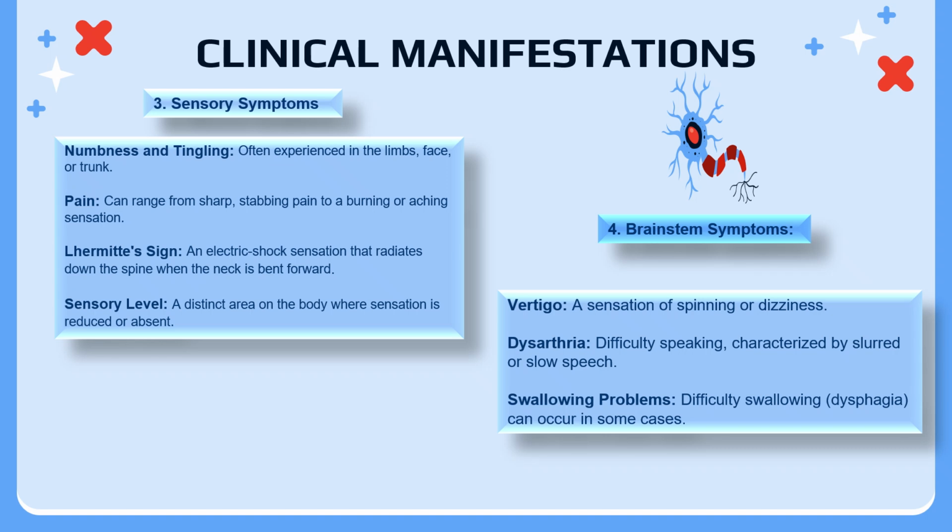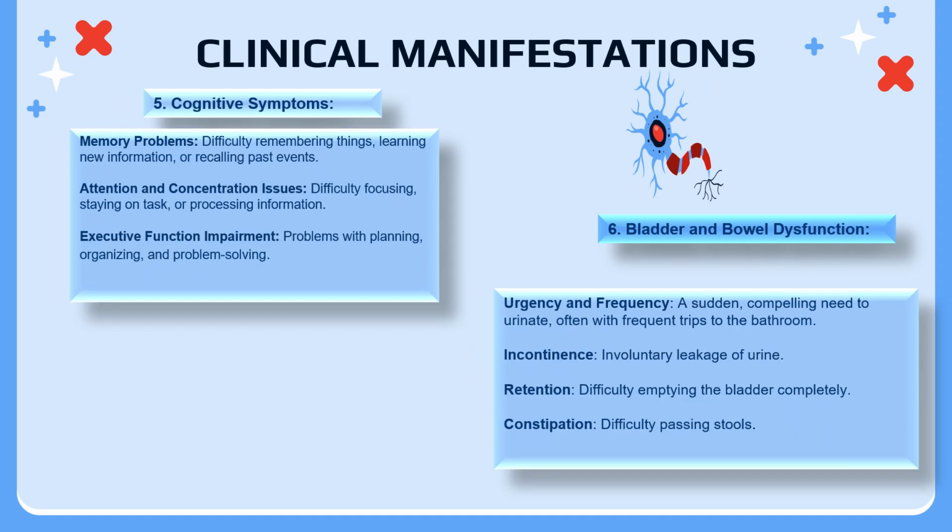Brainstem symptoms are your vertigo, dysarthria, swallowing problems. Cognitive is your memory problems. He cannot recall past events, or he cannot learn new information. Attention and concentration: he has difficulty focusing, staying on the task, processing information. And executive function, that is problems with your planning, organizing, problem solving. Next are bladder and bowel symptoms: urgency, increased frequency, incontinence, retention, constipation.